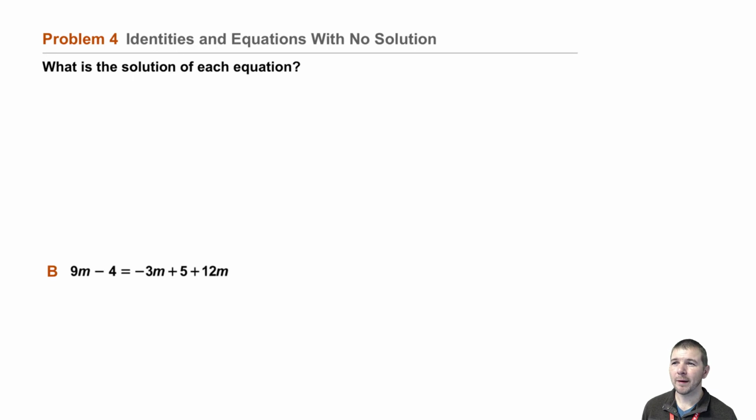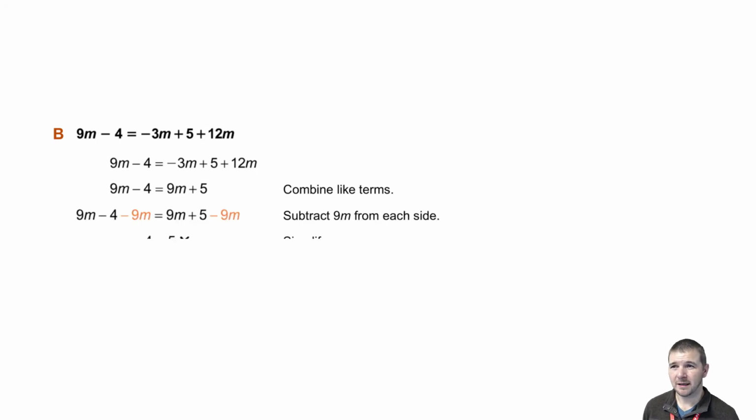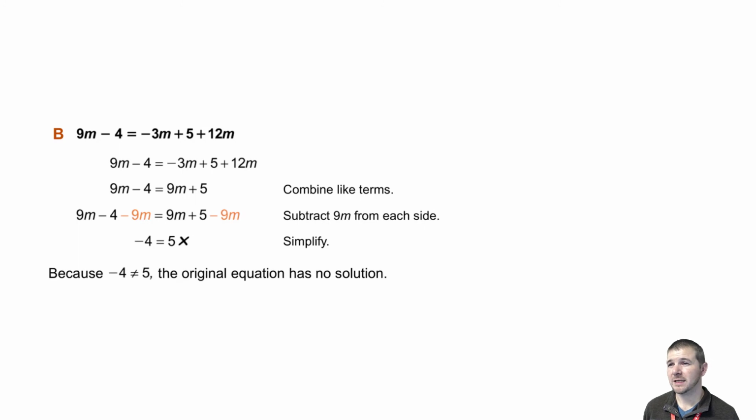Part B. What about 9m - 4 = -3m + 5 + 12m? Well, as we work to simplify, we combine like terms on the right-hand side, then subtract 9m from each side, and we arrive at -4 = 5. The variables are eliminated, and we have an equation here that's not true. So, since -4 does not equal 5, the original equation has no solution.